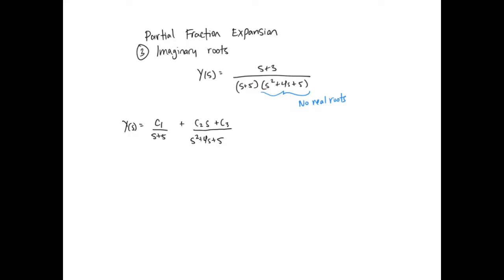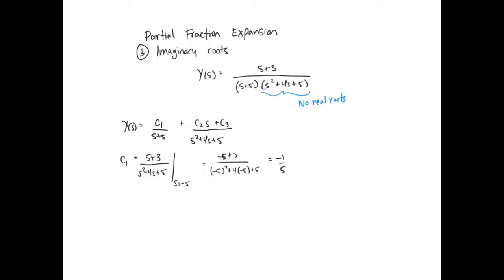Now we solve our c1 exactly the same as before. So our c1 will be equal to (s + 3) divided by (s² + 4s + 5), evaluated at s equals minus 5. This gives us (-5 + 3) divided by ((-5)² + 4 times (-5) + 5). These are 5s, not s's. And this will give you minus 1 over 5. So we solved for our coefficient c1.